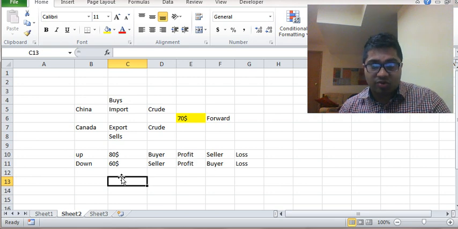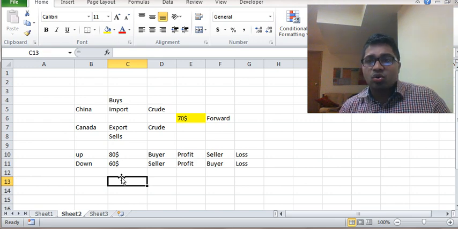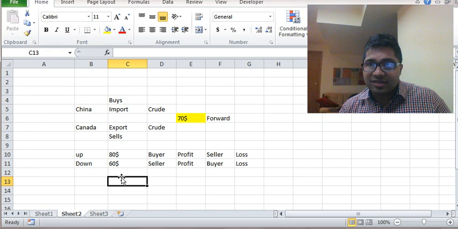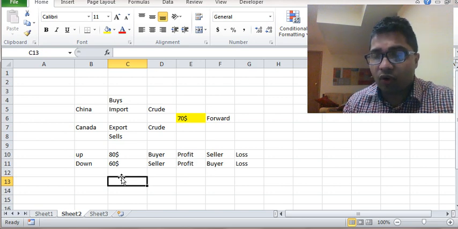So China has a counterparty risk. Same way, if crude goes to $60, China may stop buying from Canada, so Canada has a counterparty risk. And there is generally no way to mitigate this counterparty risk except legal measures. Okay, so this is an example of forwards.